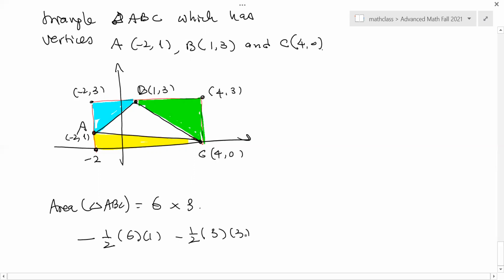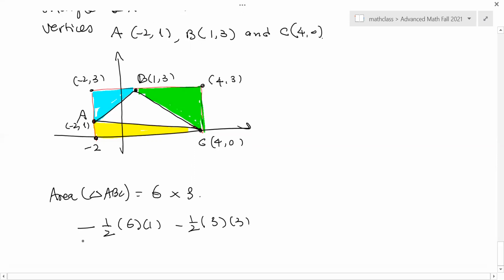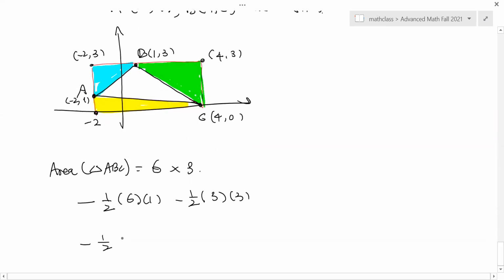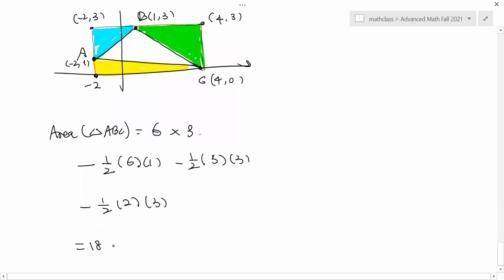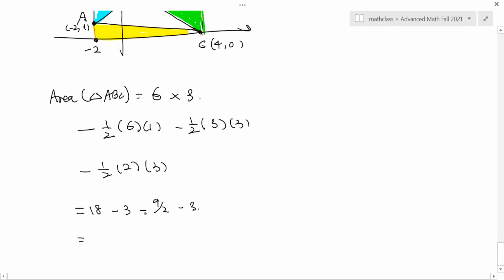So this is, it's not an integer. Then the area of the other triangle up left, okay, so the height, from 3 to 1 is 2, and the other side, horizontal length, from negative 2 to 1, is 3, right? So that's it. So you get 18 minus 3 minus 9 over 2 minus 3. Okay. So you're getting 18 minus 6 and 12. 24 minus 9.